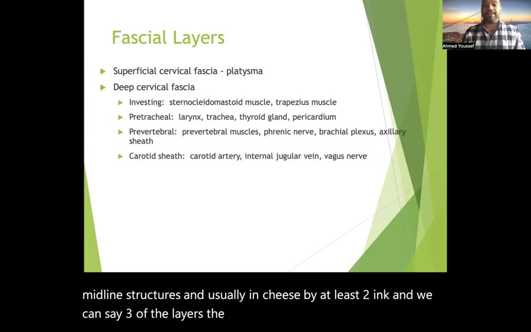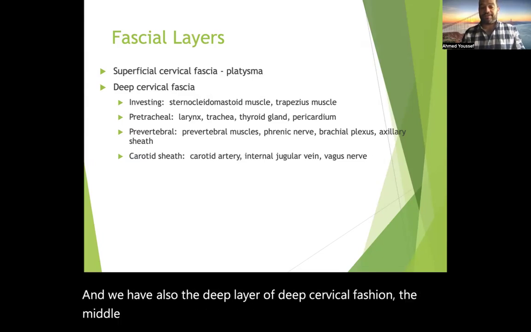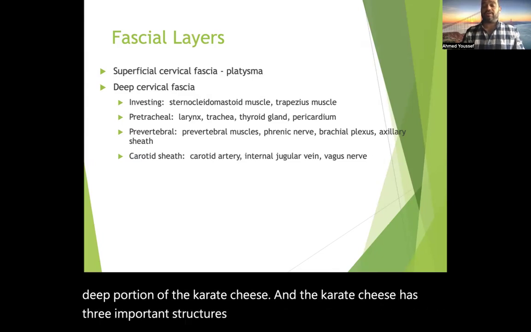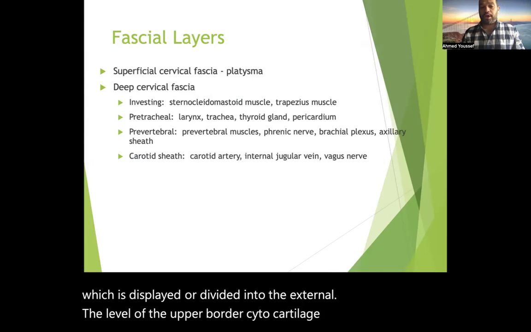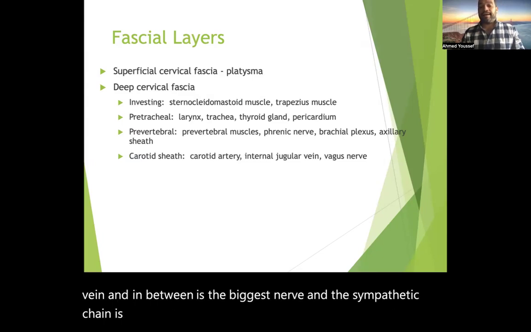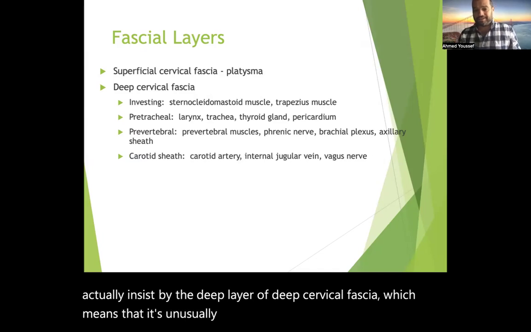The investing layer is on the top, and the deep layer of deep cervical fascia and the middle cervical fascia are split or fused to form the deep portion of the carotid sheath. The carotid sheath has three important structures: the common carotid, which divides into the external and internal at the level of the upper border of the thyroid cartilage or lower border of the hyoid bone; lateral to it the jugular vein; and in between, the vagus nerve. The sympathetic chain is usually deeper, and the phrenic nerve deeper still, encased by the deep layer of deep cervical fascia, which means it's unusual for it to be affected.